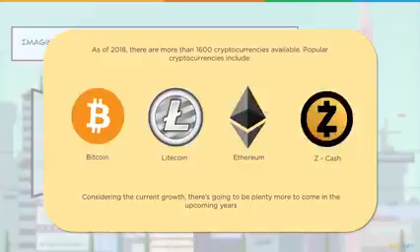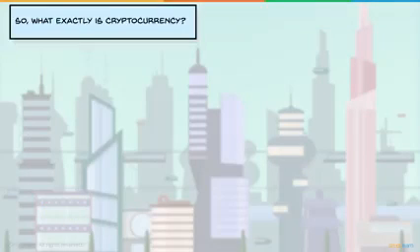As of 2018, there are more than 1600 cryptocurrencies available. There are some popular ones like Bitcoin, Litecoin, Ethereum, and Zcash. And a new cryptocurrency crops up every single day. Considering how much growth they're having at the moment, there's a good chance there's plenty more to come in the upcoming years. So what exactly is cryptocurrency?